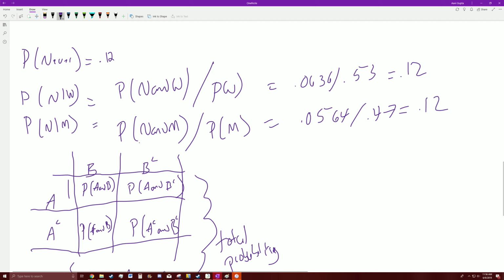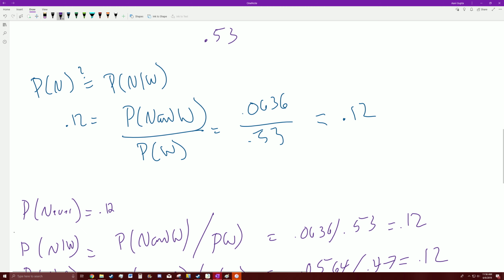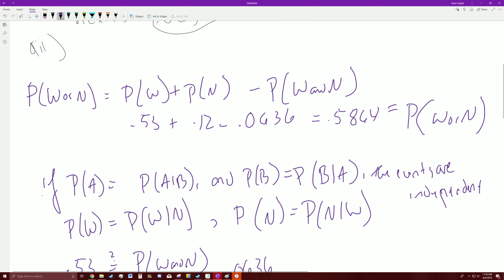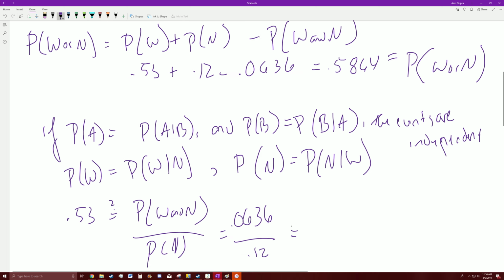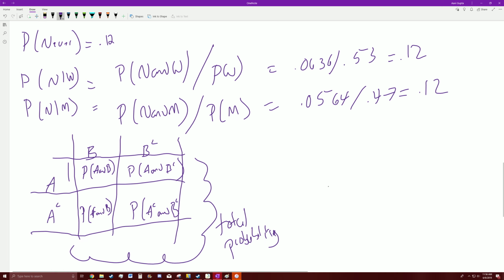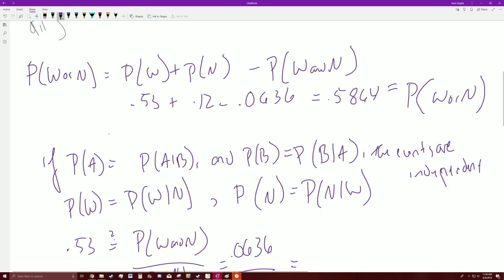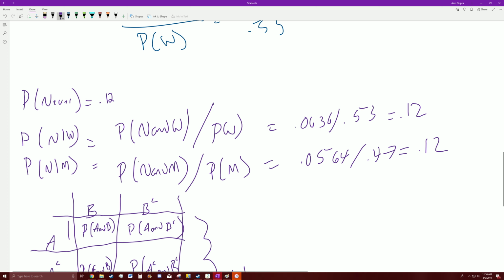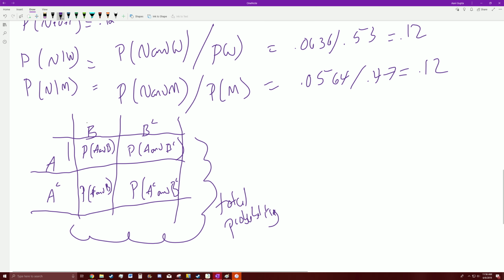So now we can simply state. Before, up here, you would have said, since P(woman) is equal to P(woman given never), and P(never) is equal to P(never given woman), the two events are indeed independent. Now down here, these are basically two different ways of confirming the events are independent. So down here, all you would have to say is, yes, they are independent.